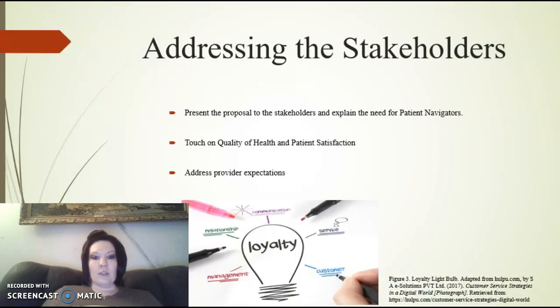When we address the stakeholders, we want to touch on presenting the proposal to the stakeholders and explain the need for patient navigators, touch on quality of health and patient satisfaction, and address providers' expectations. The Agency for Healthcare Research and Quality says that we should include our stakeholders through every stage for any program that we implement. Although this particular article is about Medicaid, we can use these suggestions for any program. Our stakeholders build support for it, provide suggestions for its design, and participate in evaluation and continuous quality improvement activities.